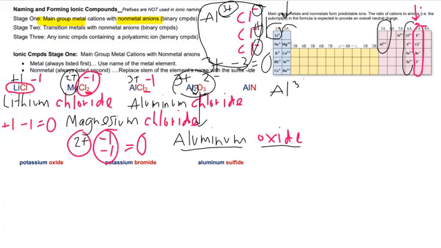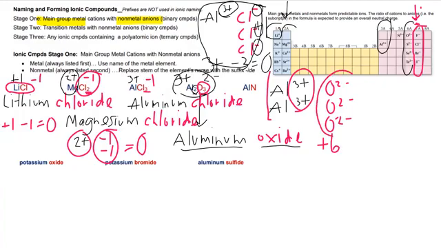So Al3+, Al3+. And then it says over here that I have 3 oxygens. So O2-, O2-, O2-. So I have a total of +3 and +3, which is +6. And all of these O's, -2, -2, -2, is -6, giving me a neutral compound.